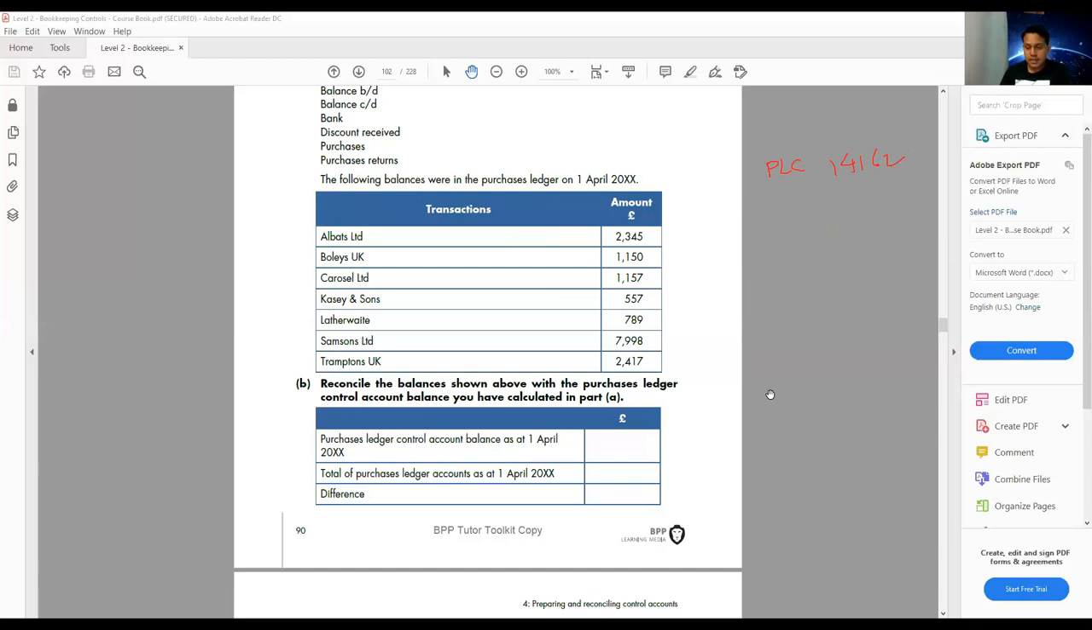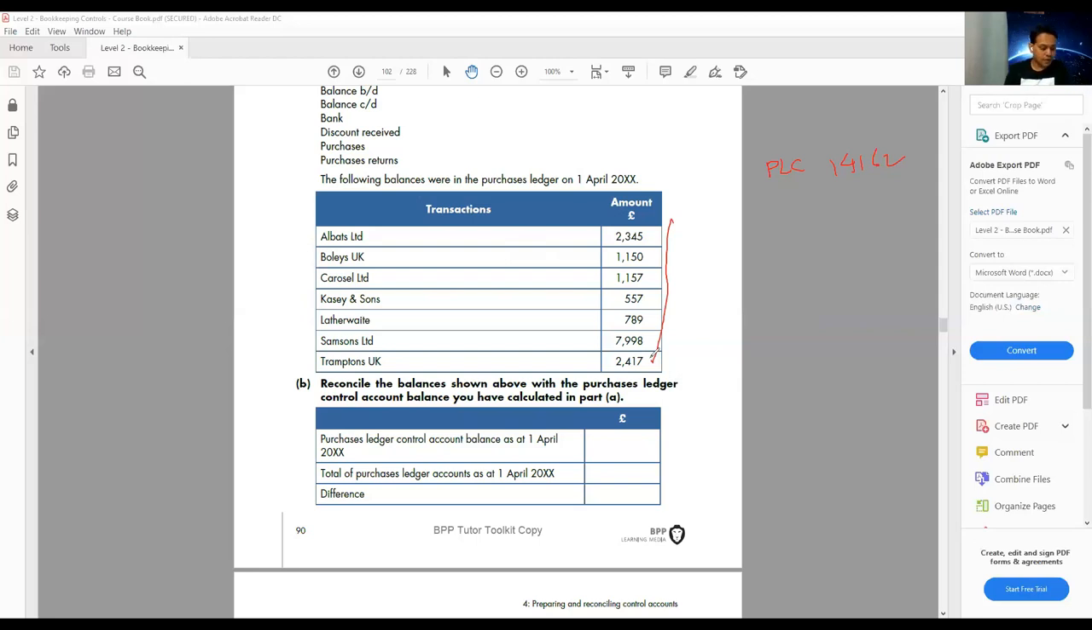Now move to the individual ledger, that is the subsidiary ledger for the purchase ledger. How much is the total of the purchase ledger? So we'll add all of this, and we'll compare the balance with the purchase ledger control to find the difference. And of course, the difference basically will be our reason. We need to find the reason after that. So let's add all the purchase ledger balances from our purchase ledger account.